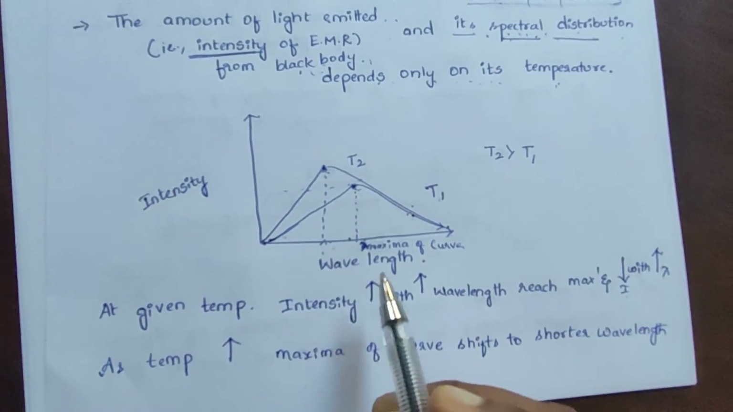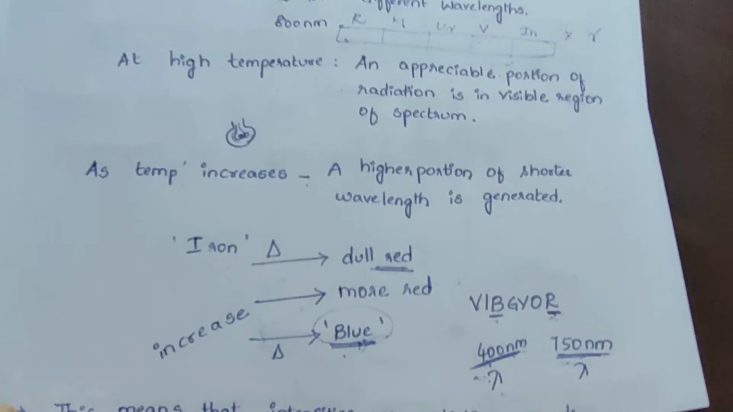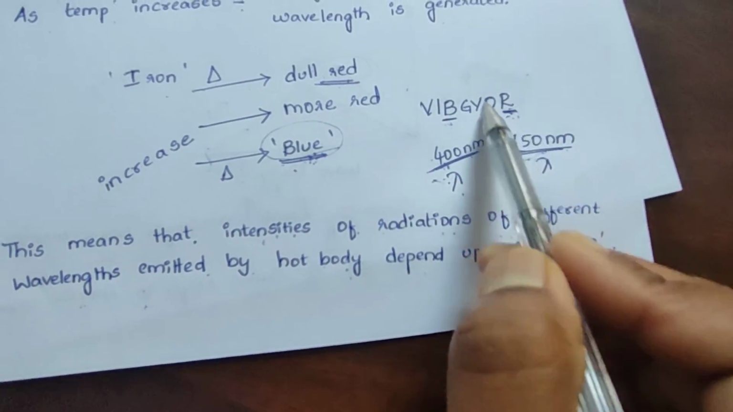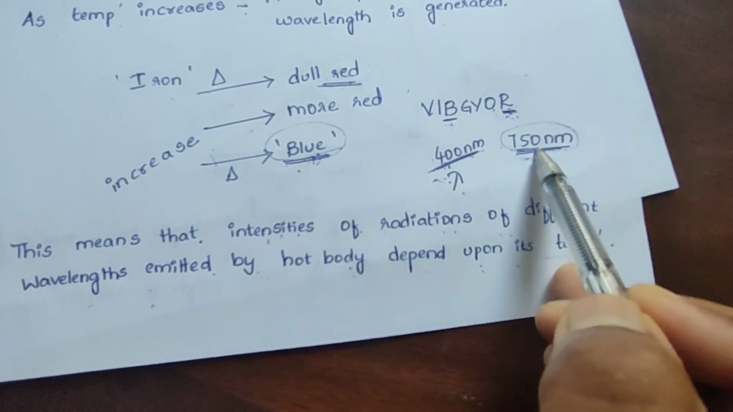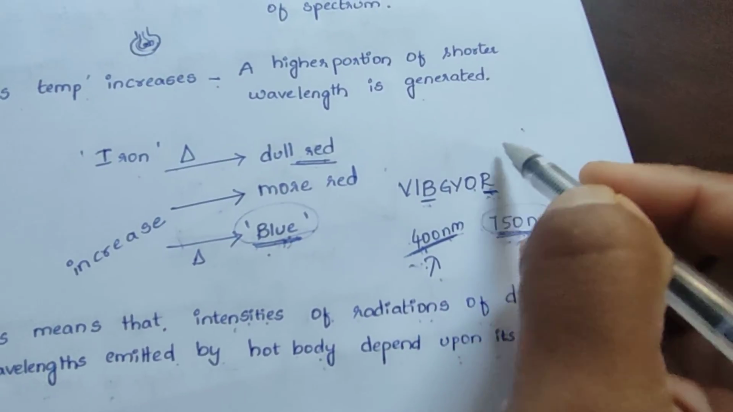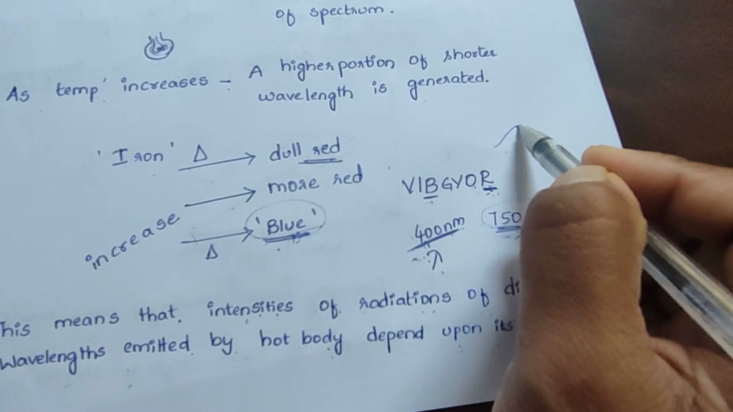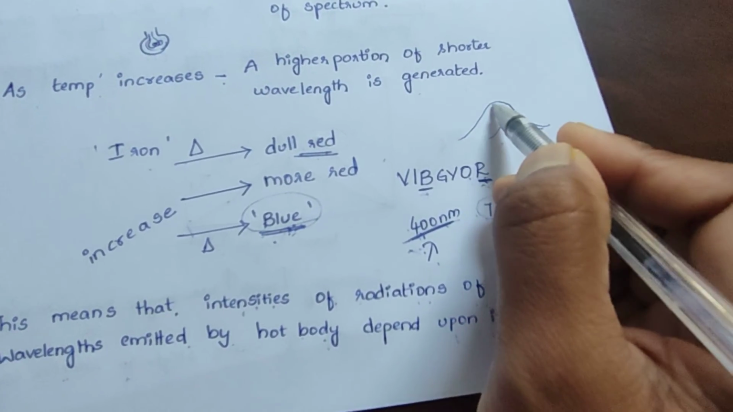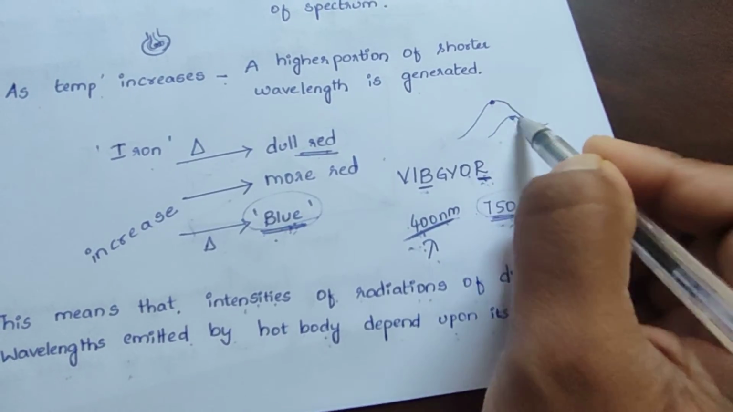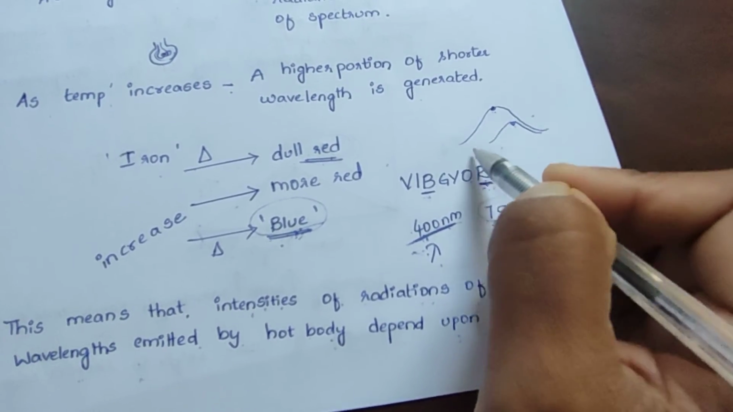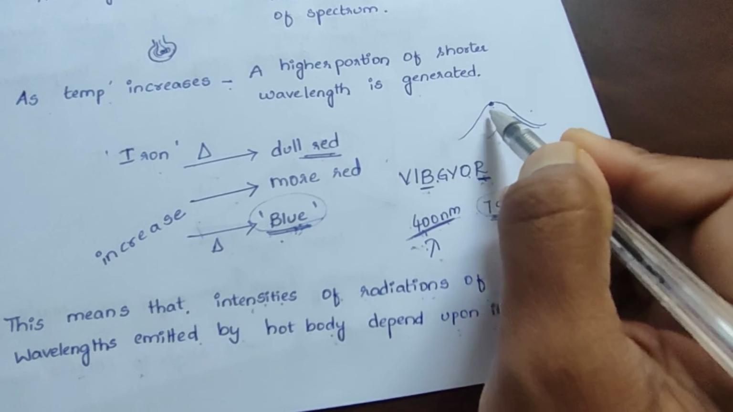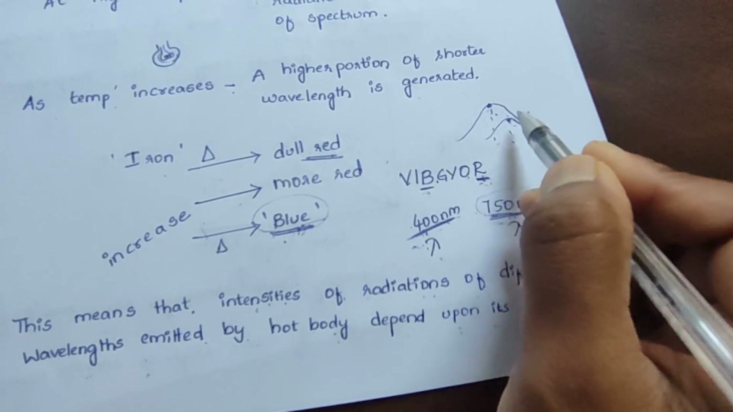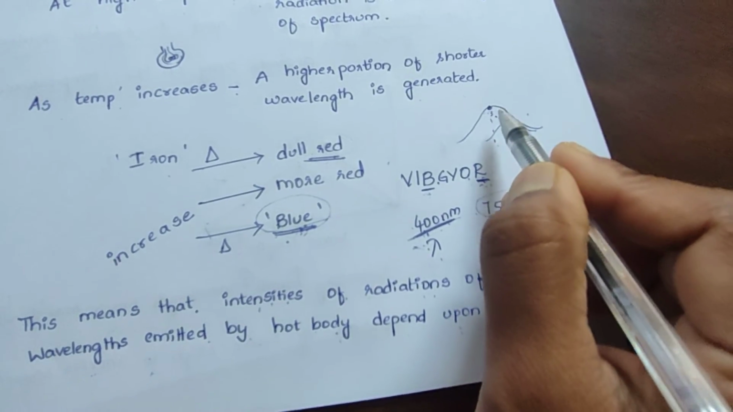As we discussed earlier, red color has a maximum wavelength of 750 nanometers at a particular temperature, and with increase in temperature, blue light is emitted which has 400 nanometers. See, it means it is shifting to shorter wavelength.